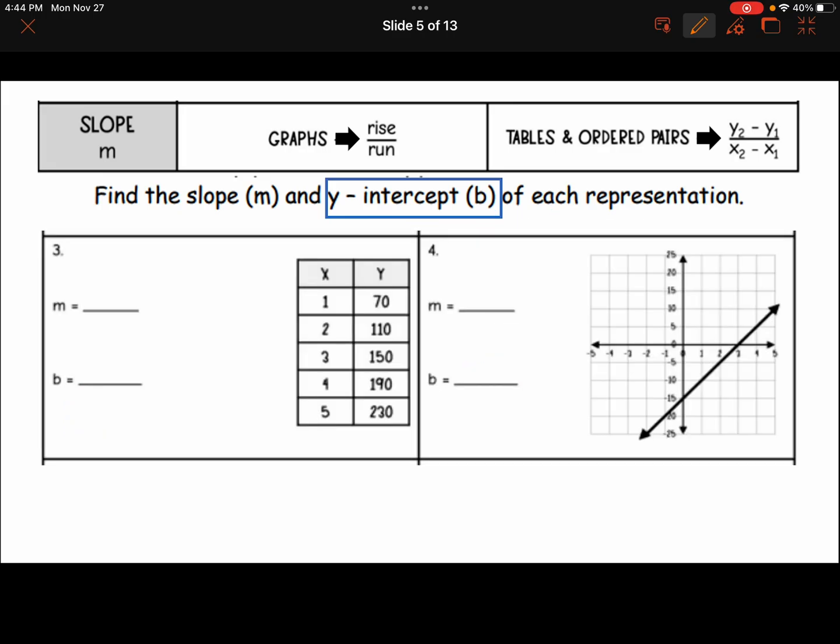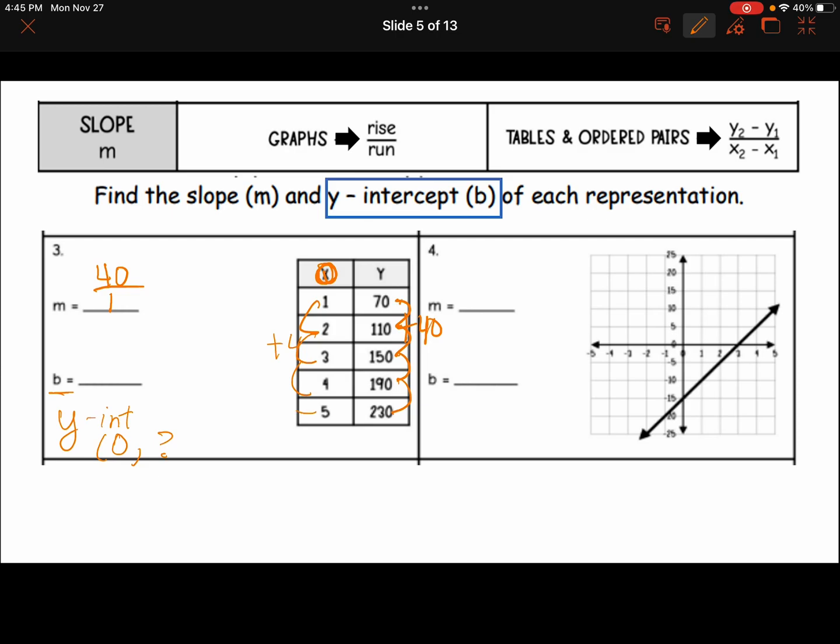In number 3, again, I'm going to look for my change in my y values. Each time here I'm going up 40, and here I'm going up 1. So my slope would be the change in y, 40 over 1. Now, when I'm looking for my b value, my y-intercept, that's when x is 0. And lots of people are like, uh-oh, x is 0 is not in the table. And if x is 0 is not in the table, you have to compute it and put it in the table.